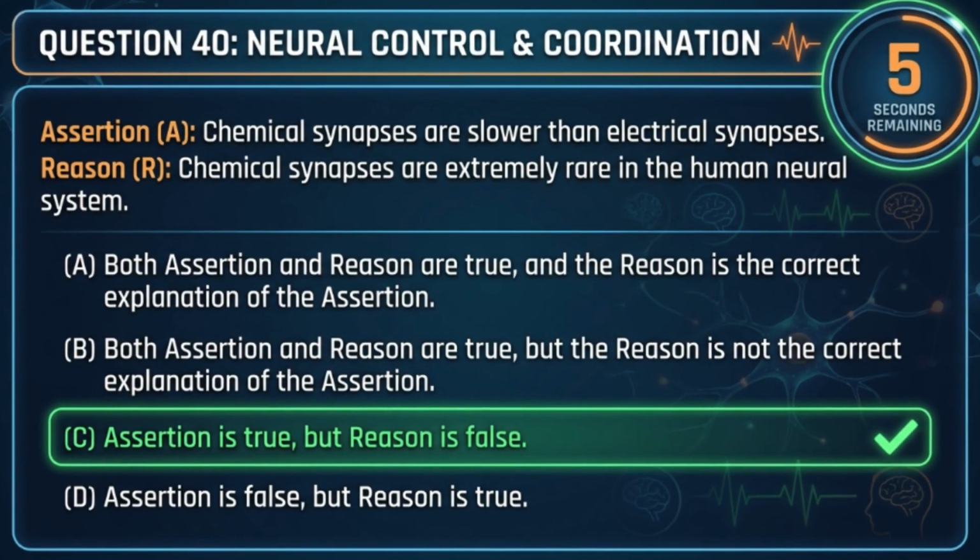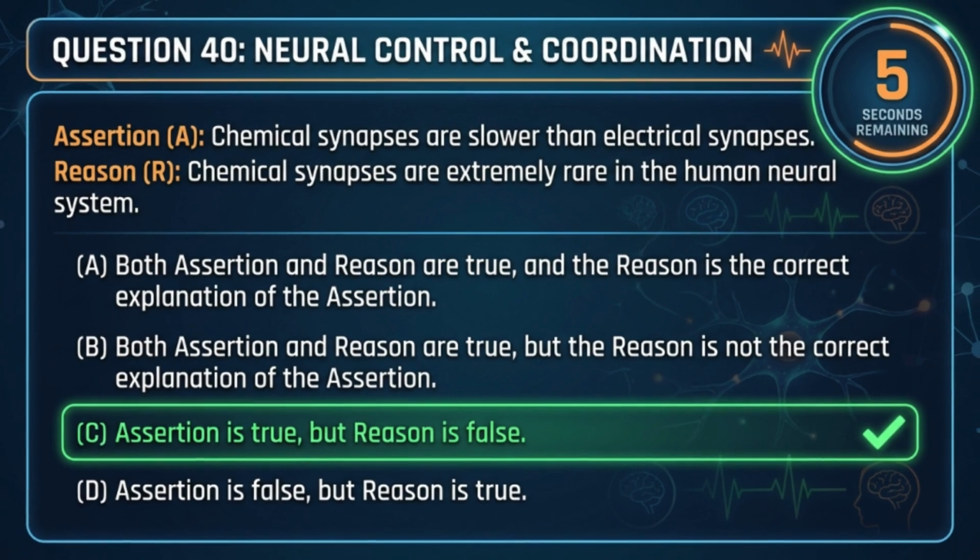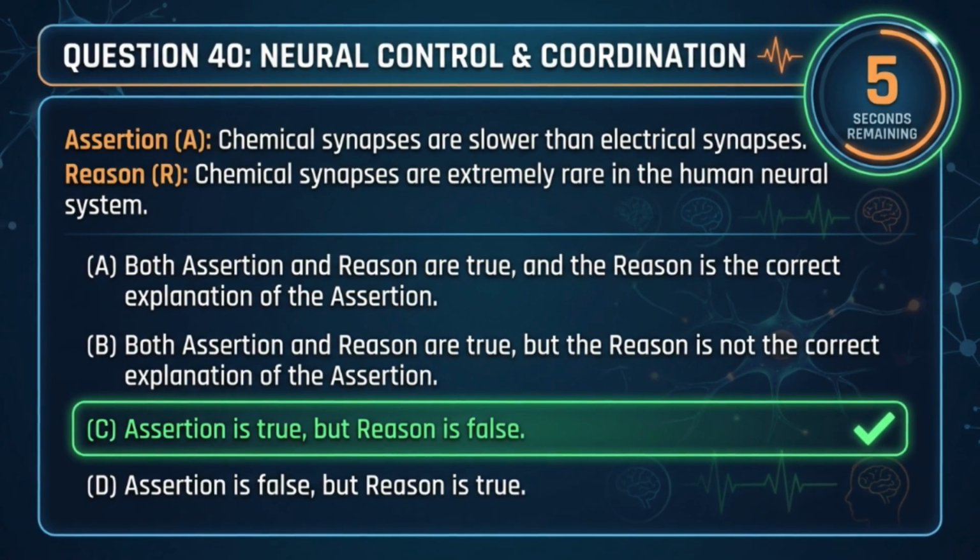Question 40. Neural control and coordination. Assertion A: Chemical synapses are slower than electrical synapses. Reason R: Chemical synapses are extremely rare in the human neural system. 3, 2, 1. Chemical synapses are indeed slower due to neurotransmitter release, which is true, but the reason says they are rare. That is false. Chemical synapses are the most common in our body. Electrical synapses are rare. Option is C.